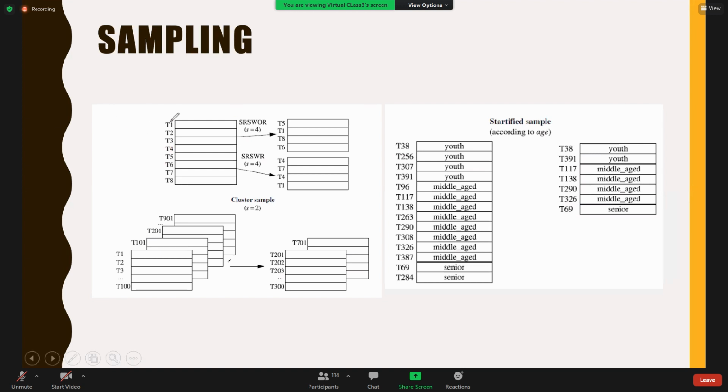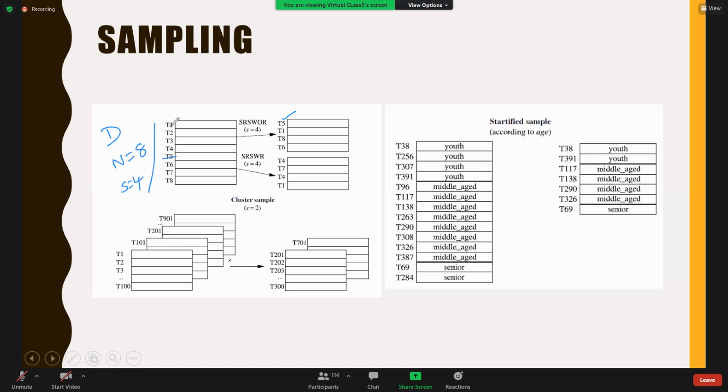If you consider this as D, the data set D with n equal to 8 tuples, what is the S value here? S is equal to 4. In this first technique, you're randomly selecting from 1 to 8 without replacement. Among these 8, first you selected randomly and you got T5. For the second round, you will not consider this T5 again.